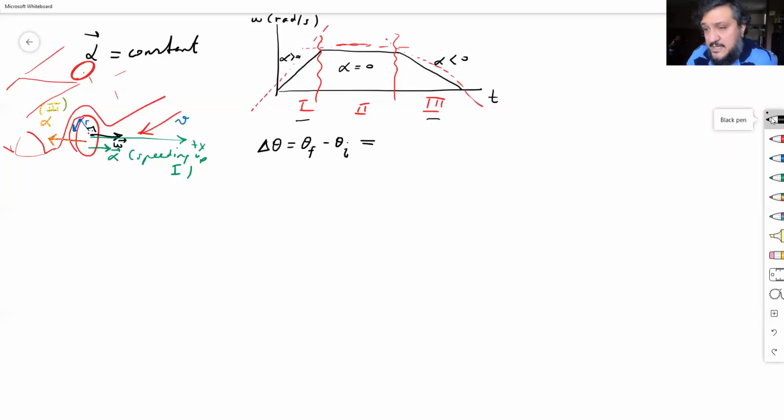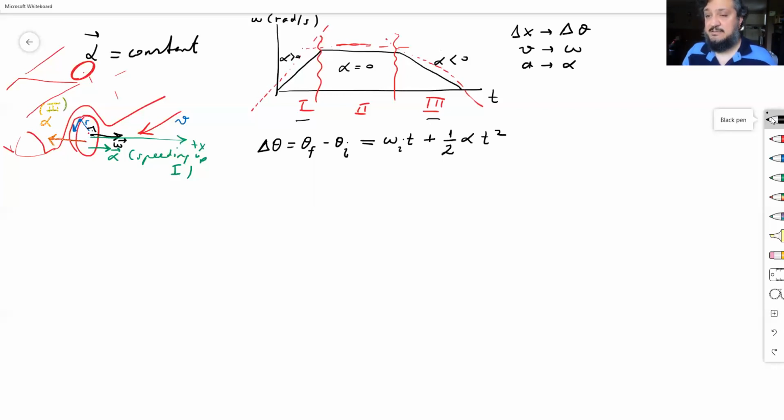We're going to relate this now to angular velocity and acceleration. Now, the first formula is omega initial times t plus 1/2 alpha t squared. Now, we should recognize this form right away from the linear equation. If you simply replace delta x with delta theta, and v with omega, and a with alpha, this is what you get.